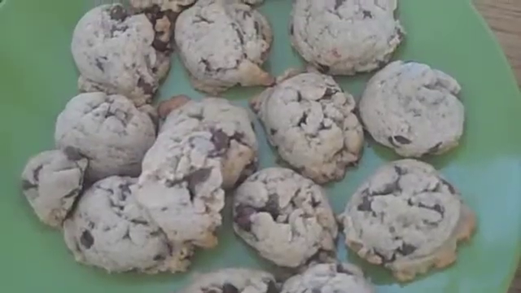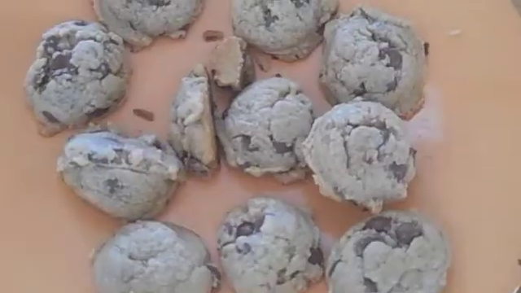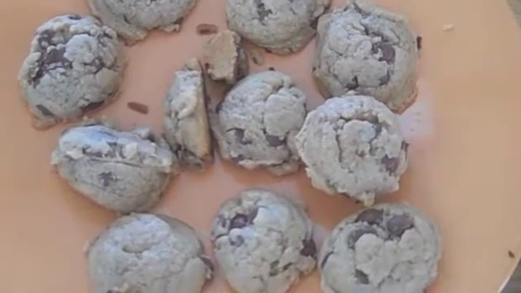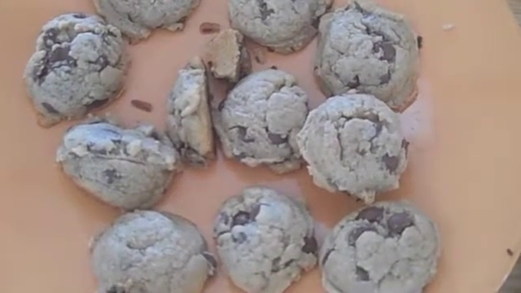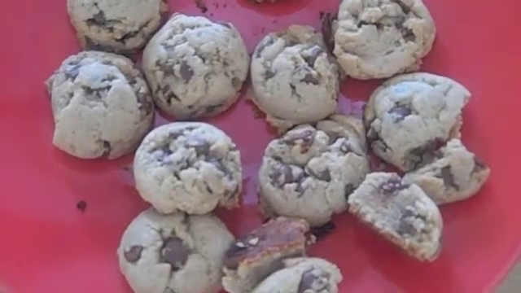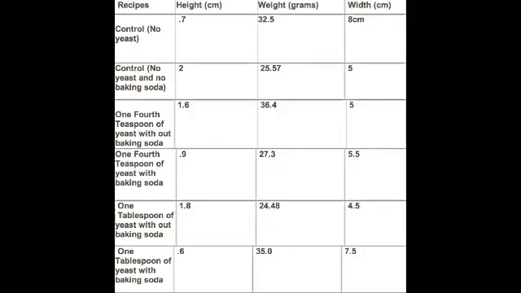Our 4th recipe was the one we found online, but we took out the yeast, so it has no yeast and no baking soda. This is also the recipe that we found online, but this time we added 1/4 tablespoon of yeast and no baking soda. Our last batch of cookies we also found on the internet, and it had 1 tablespoon of yeast and no baking soda.